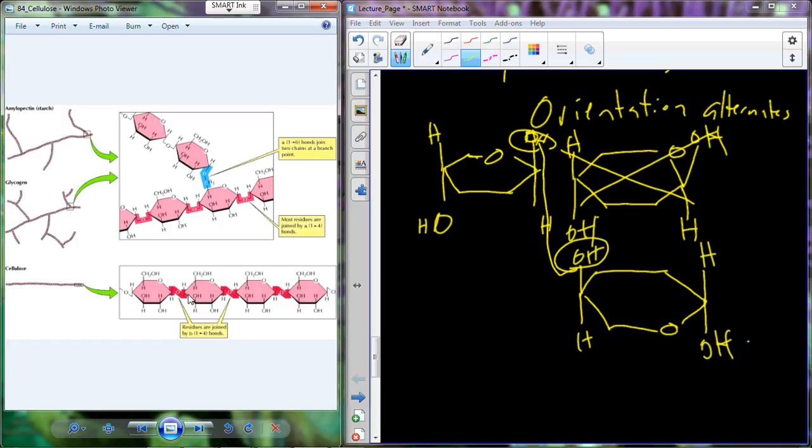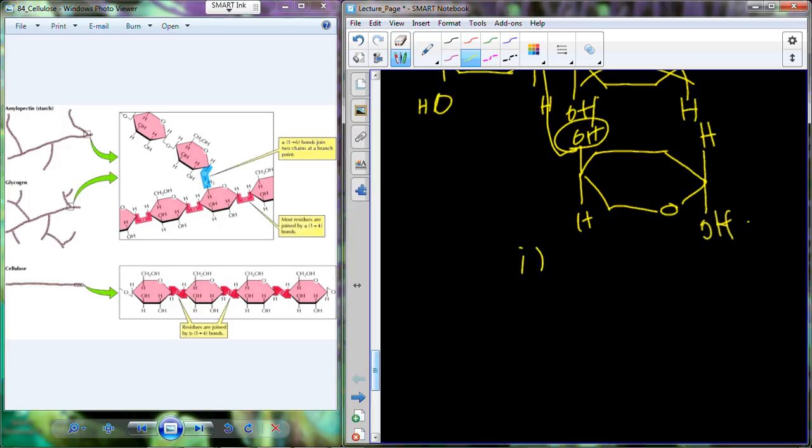I'm going to stick here just a second. So all I'm doing is I'm just rotating that glucose molecule 180 degrees to get the OHs to line up so they can react correctly. But there's a huge consequence to doing this. This is going to form in the beta configuration. Going to form a linear structure.